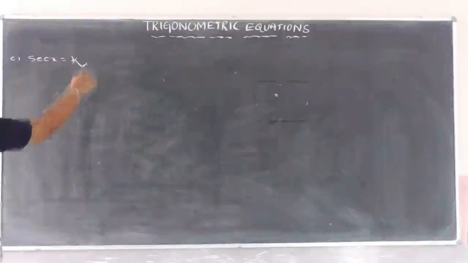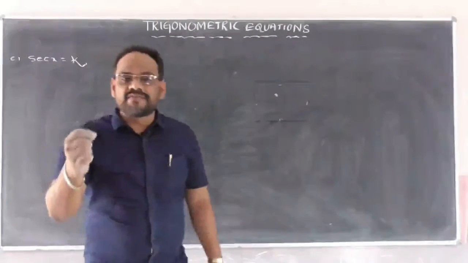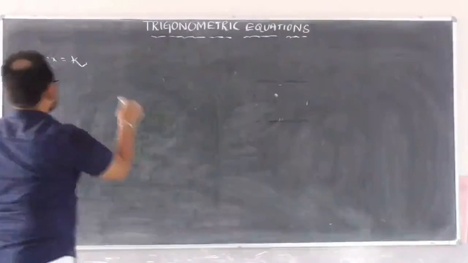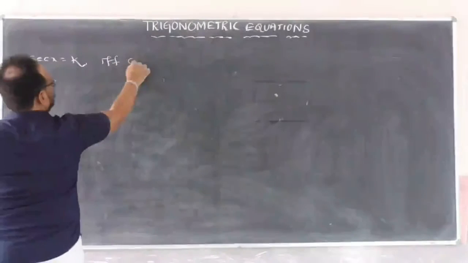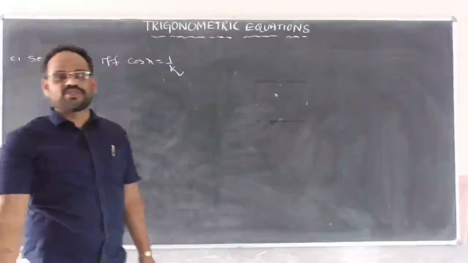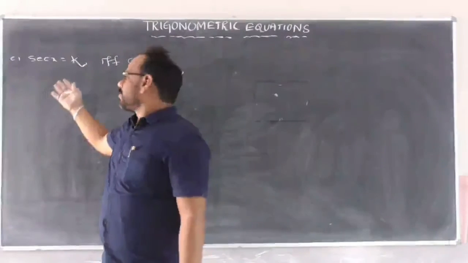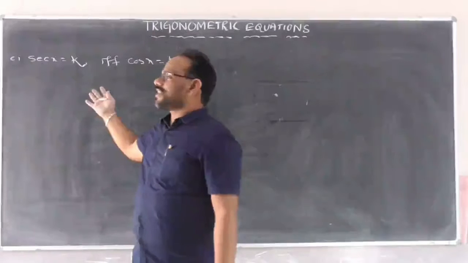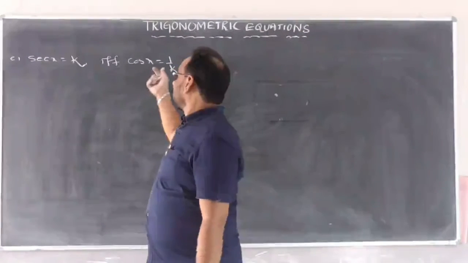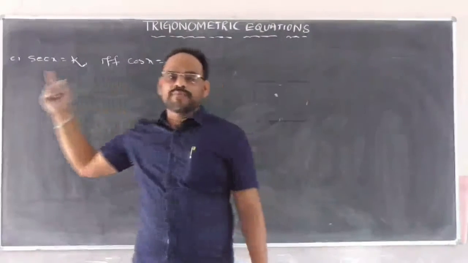Secant x equals k. Next one. Secant x equals k if and only if cos x equals 1 by k. We want the principal solution of secant x. If secant x equals k, then cos x equals 1 by k.